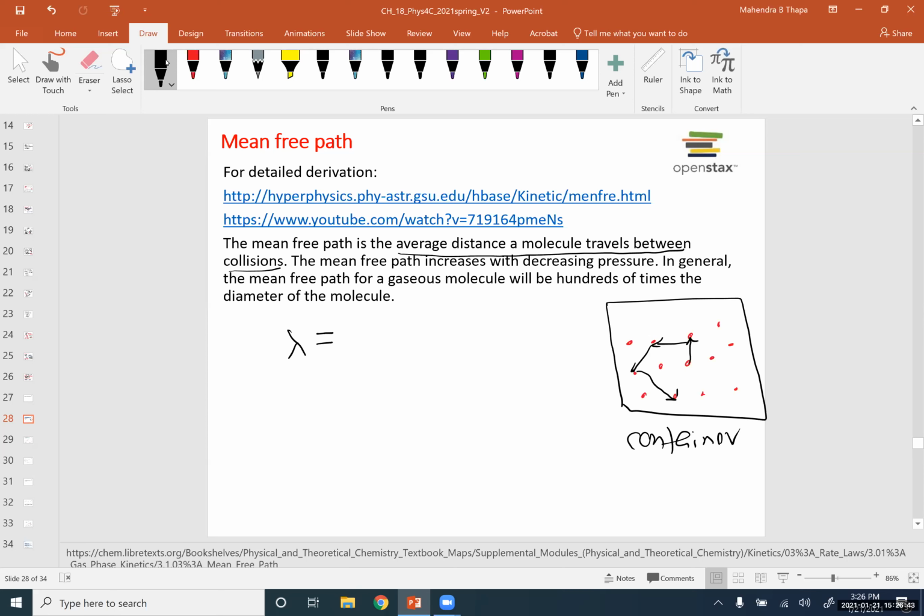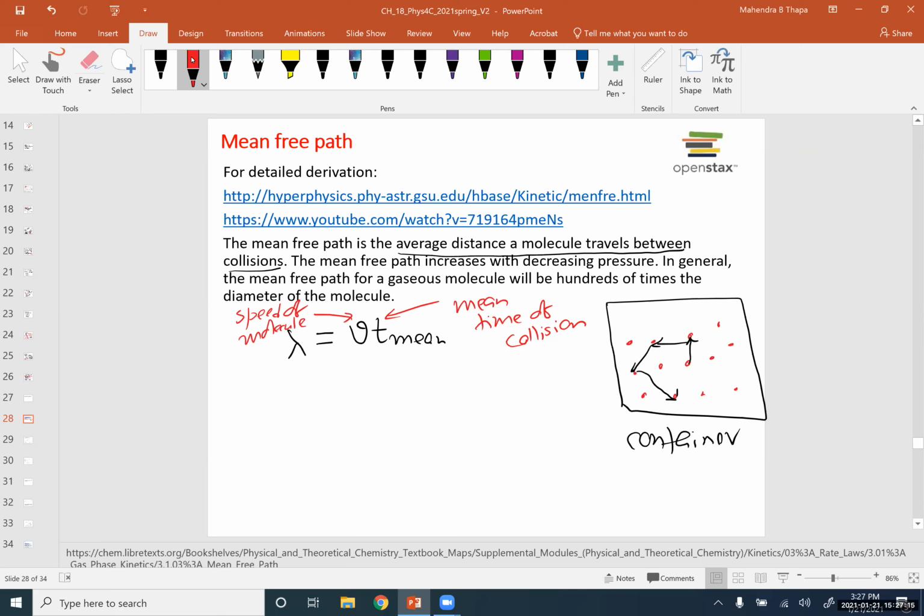So the actual formula to find this mean free path we generally write as lambda equals v times t mean. This is the mean time of collision, and this v is actually the speed of molecules.